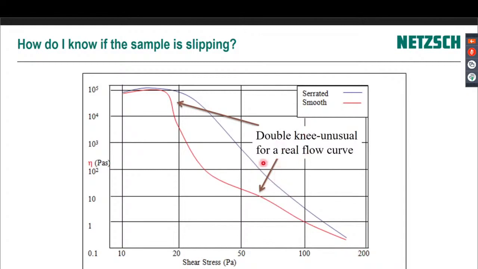So what you would do is actually go to rougher and rougher measuring systems until the shape of the curve becomes the same. And then you know you've resolved the slip issue. So this is viscosity, eta, in Pascal seconds against shear stress.